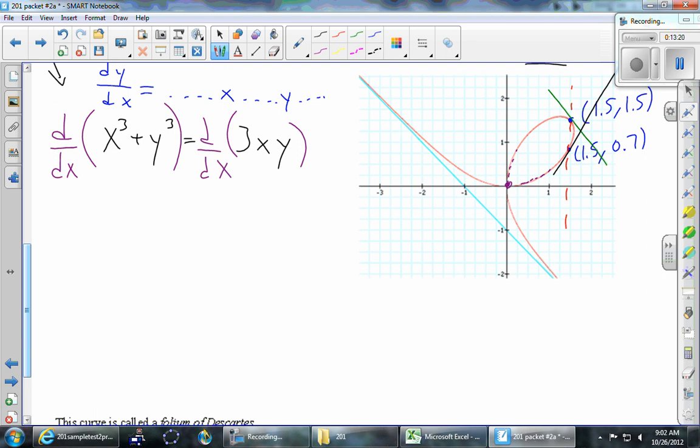Okay, so first there's a sum. Are sums good or bad for derivatives? Very good. So we know it's going to be a plus sign in between. What's the derivative of x cubed? 3x squared. Easy. Nothing new. Plus, what's the derivative of y cubed? 3y squared. Nothing new. Except there is something new.